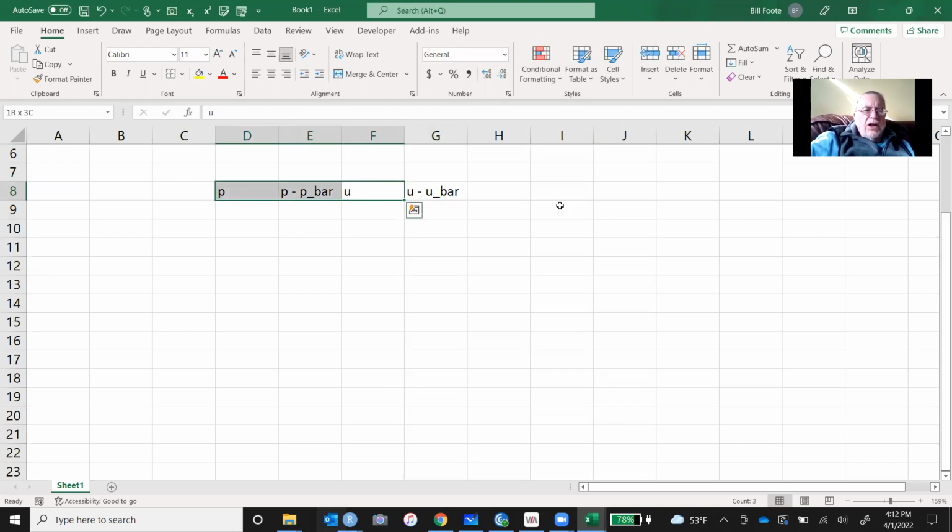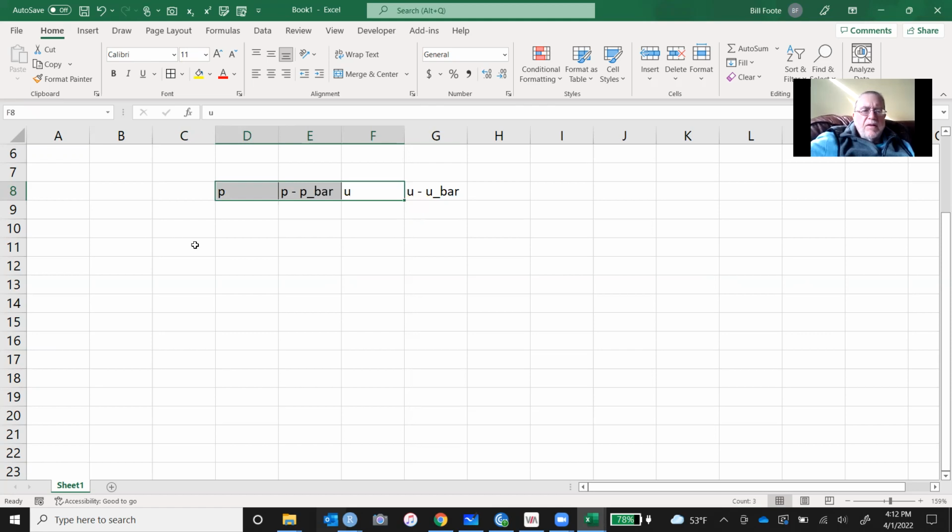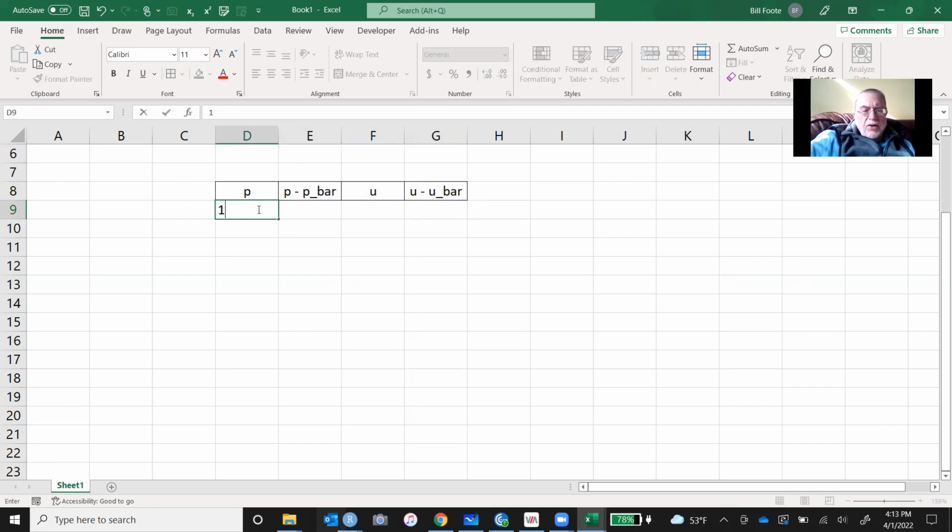So these are the objects of our affection right now. Let's center these up so we can talk about them more easily. Well, suppose our price is $100, $200, $500 per unit.